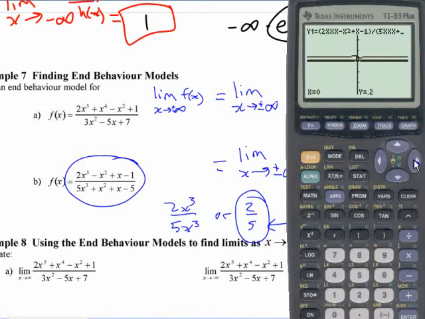Remember, you're kind of skipping the... I just saved myself some time there. See, it's 0.39. It's heading for 0.4, right? 2/5.